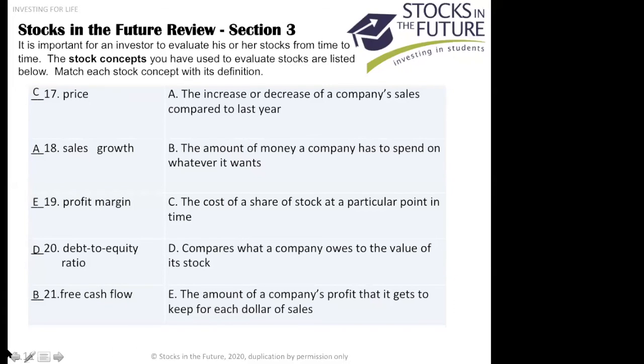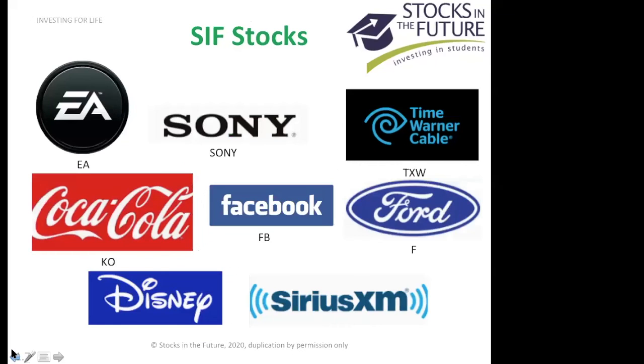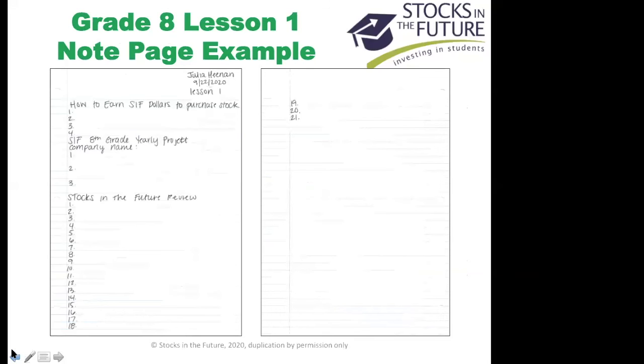I'd like to take a look at slide number 4 just to review with you what your end product note page is going to look like before you turn it in to your teacher. You want to make sure that you have questions 1 through 4, how to earn SIF dollars to purchase a stock. We had 4 blanks to fill in. The next section is the yearly project, the things that you know or don't know about McCormick's. And the final section is the 21 terms that we worked with today. So hold on to these papers, have them ready to turn into your teacher.